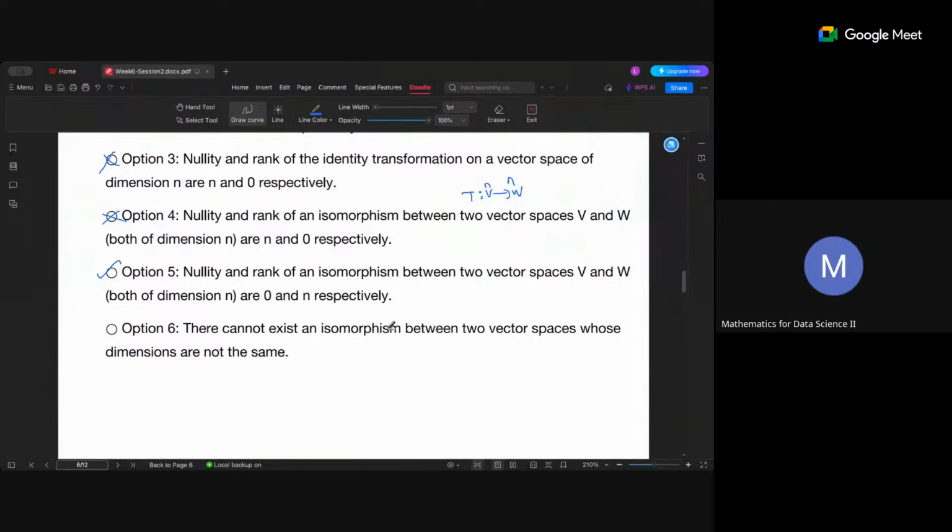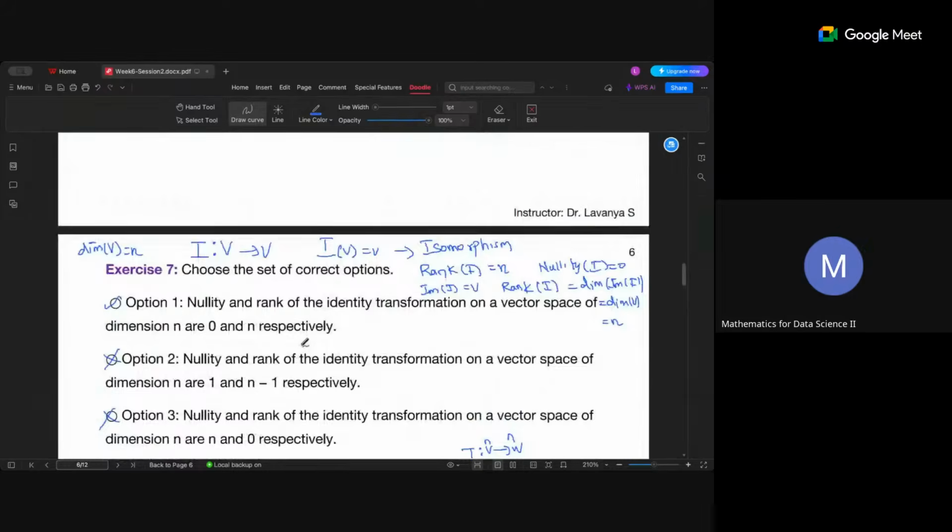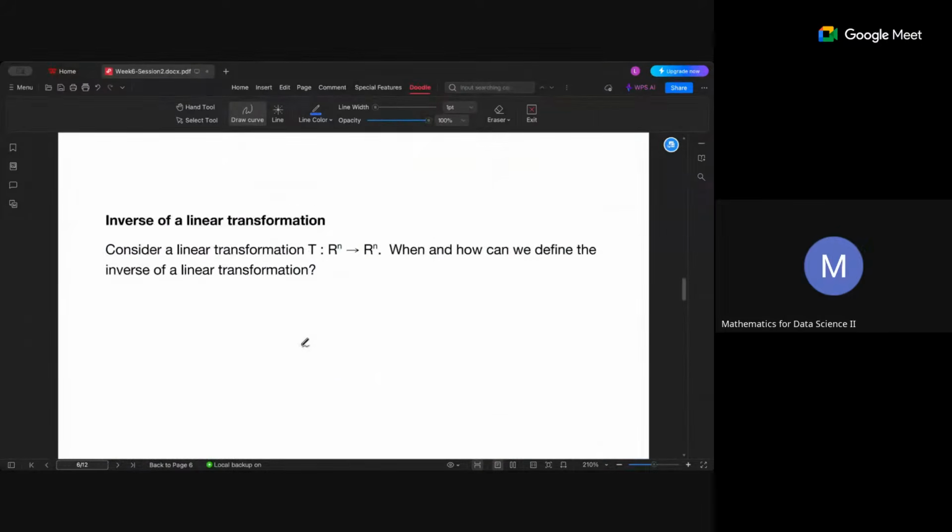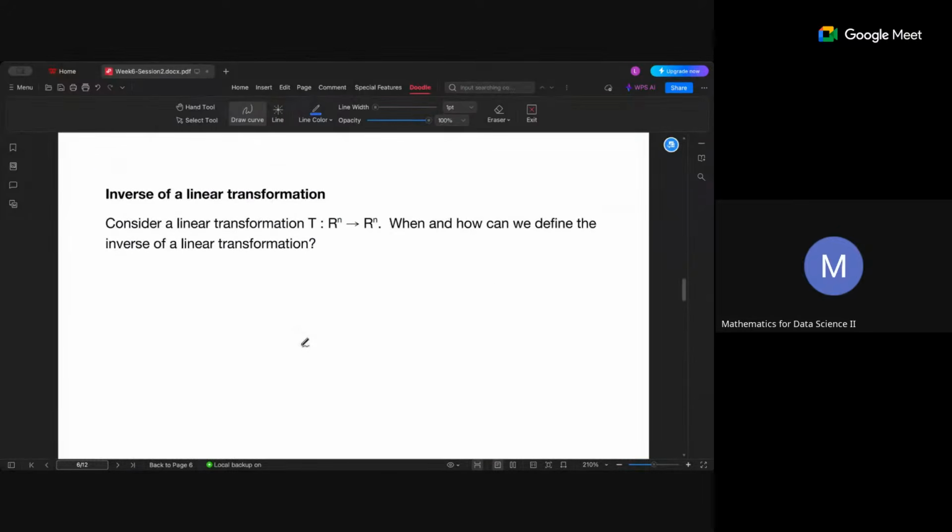Here they are saying there cannot exist an isomorphism between two vector spaces whose dimensions are not the same. So what do you say? Yes, ma'am. Correct. They are saying that an isomorphism cannot exist, which is correct. Okay, good. Next, we are moving to the inverse of a linear transformation.